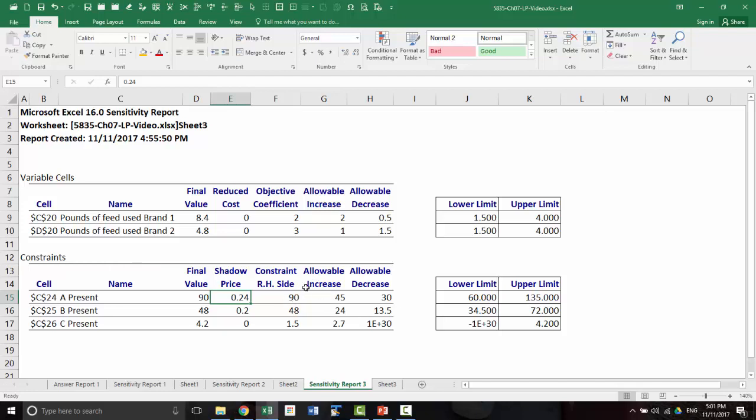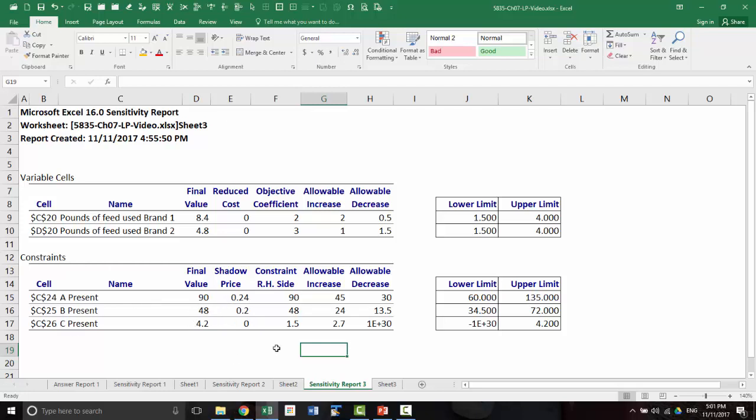So if you increase by 1 unit, that's 1 ounce of ingredient A, if you want 1 more ounce of ingredient A, then it's going to cost you 0.24 cents, as long as the increase or decrease is within this range. And for ingredient B, for each ounce of ingredient B that you change, the optimum cost will change by 0.2. If you increase, it will increase; decrease, it will decrease by that amount.